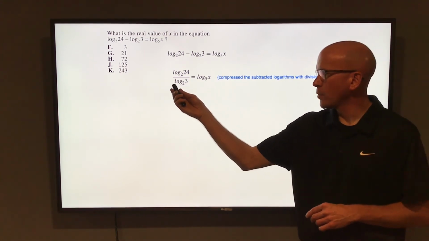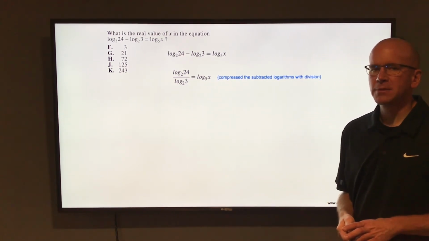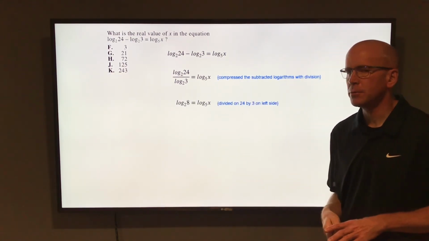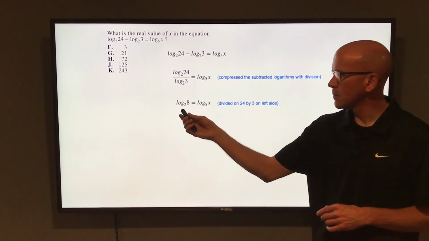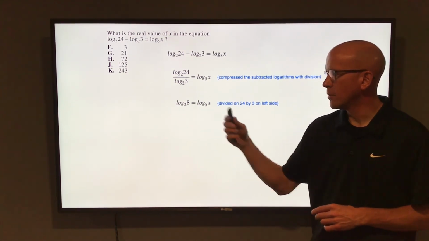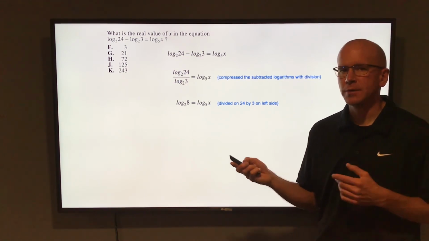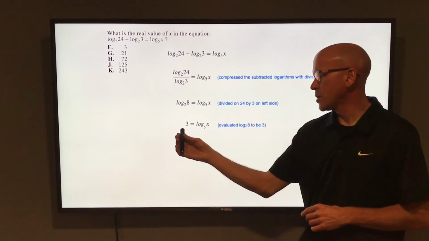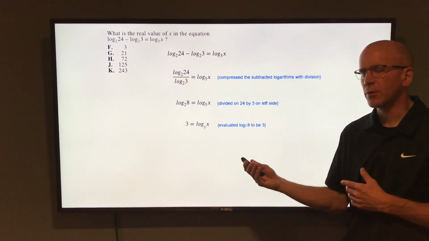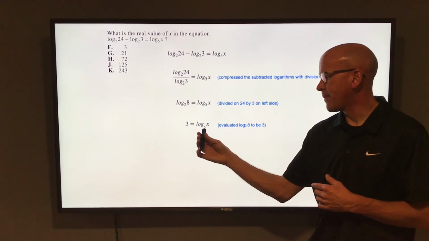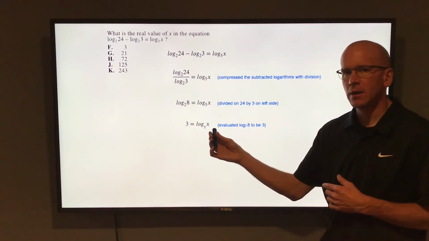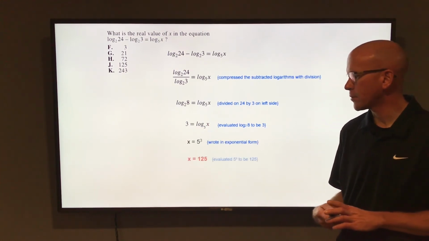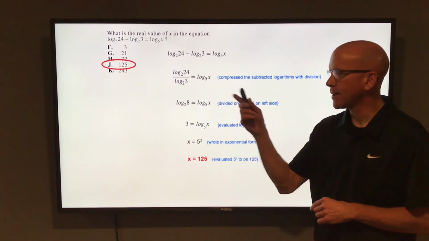Log base 2 of 24 divided by 3, you can divide the 24 by 3. It's going to be 8. So log base 2 of 8 is equal to log base 5 of x. Now on the left side, you can get the value of that. Log base 2 of 8, you're thinking 2 to what power is 8? That's the value of log base 2 of 8, and that is 3. So now you're looking at 3 equals log base 5 of x. Now to solve this for x, you're thinking 5 to the third power is the value of x. So x equals 5 to the third power, and that is going to be 125. So x equals 125, letter J.